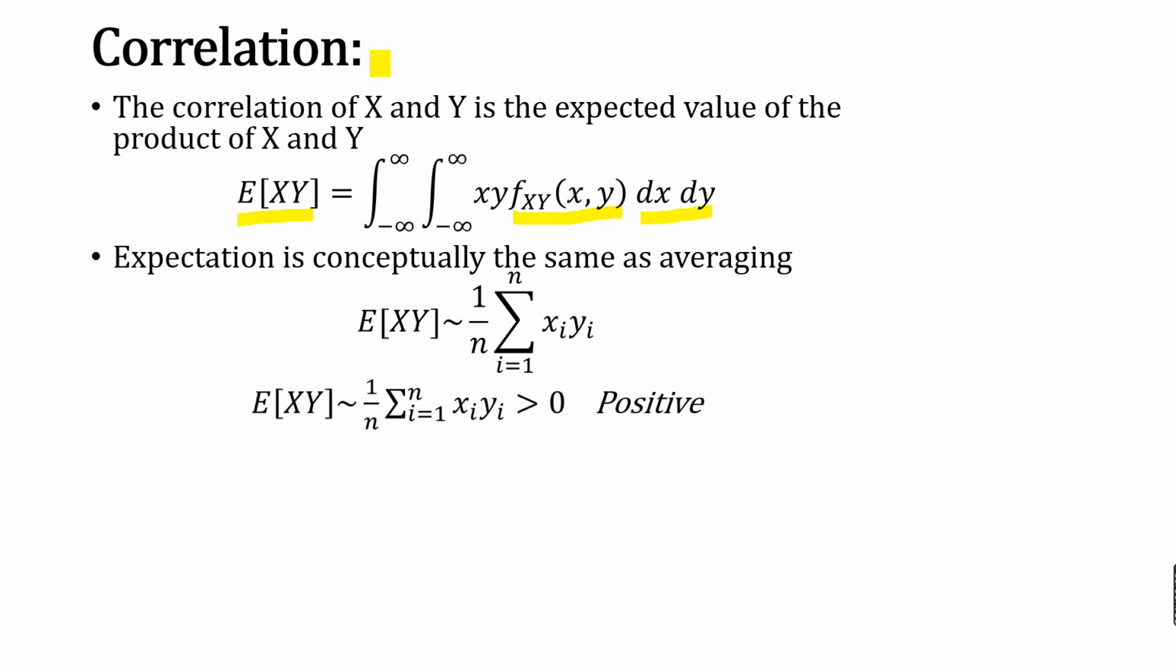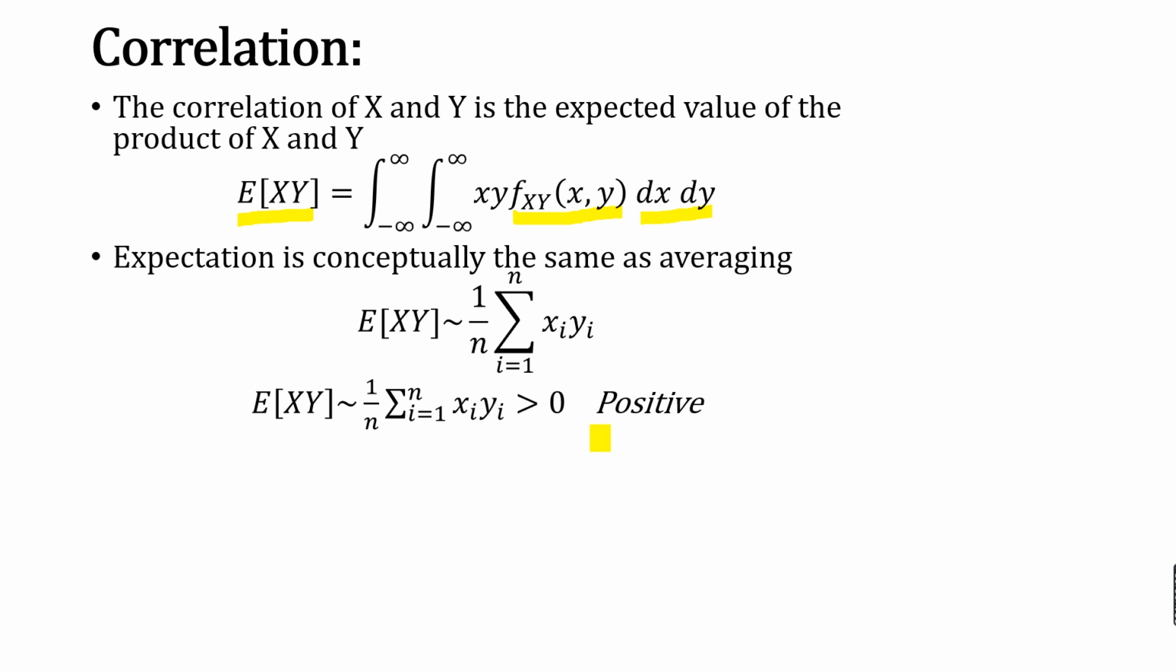So this correlation can be of three types. It can be positive, negative, or uncorrelated. The use of correlation is that it gives the relationship between two random variables x and y.